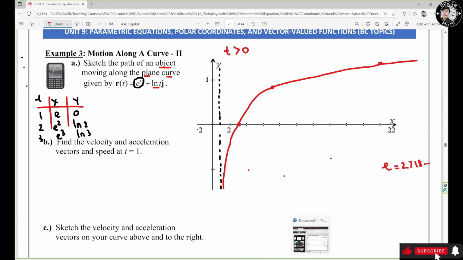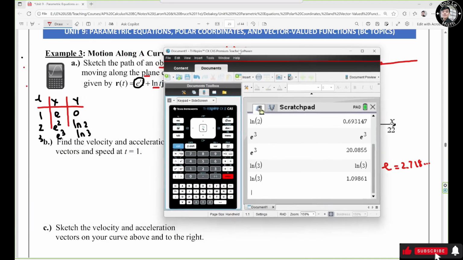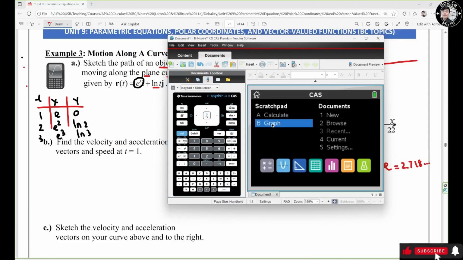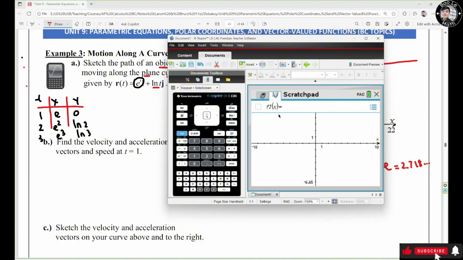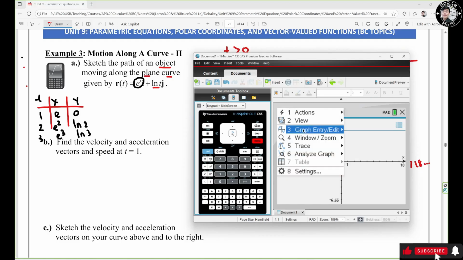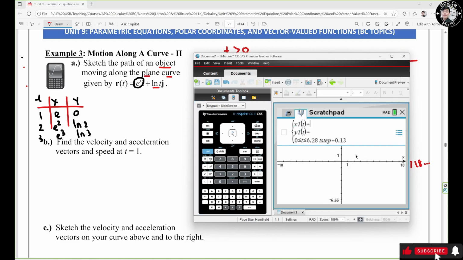Now we can use the calculator to check our work. So you just go to the home screen, press graph right here. You need to turn the graph into the parametric mode, because this one is the parametric equations. So you're going to press menu number 3, number 4. Now you need to enter the function, x equals e to the t. Y right here should be natural log of t.